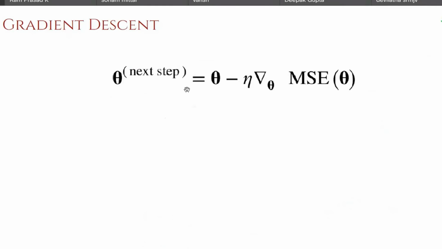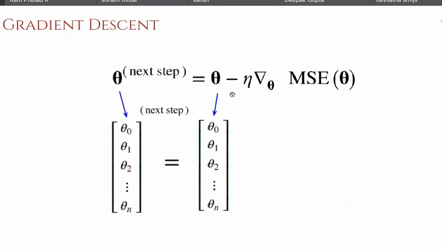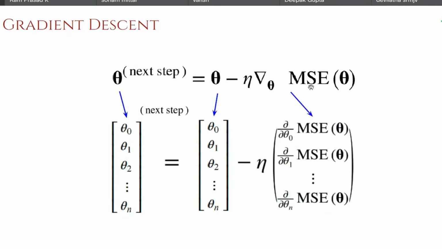Let me explain in detail. This is theta next, the updated theta, based on the previous theta minus the update that is going to happen to the values here. So this theta means all your model parameters, theta 0, theta 1, theta 2 up to theta n. And this is nothing but your mean squared error's partial derivative.